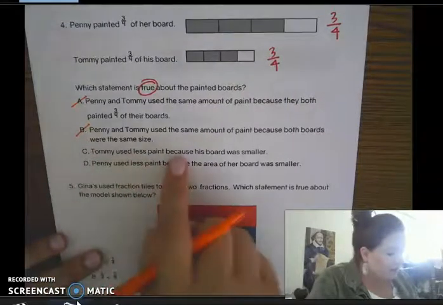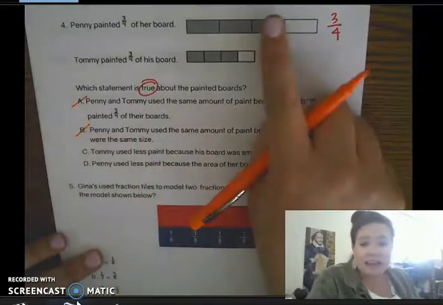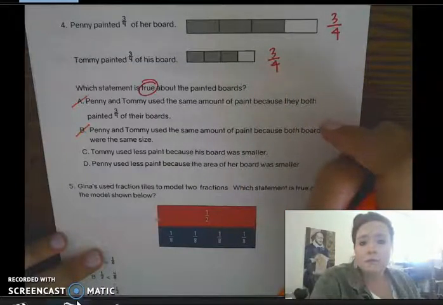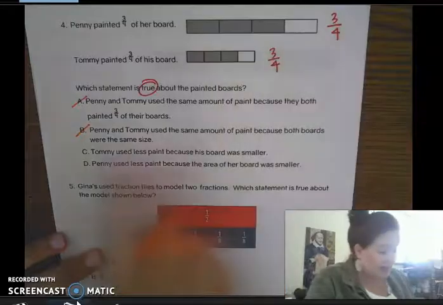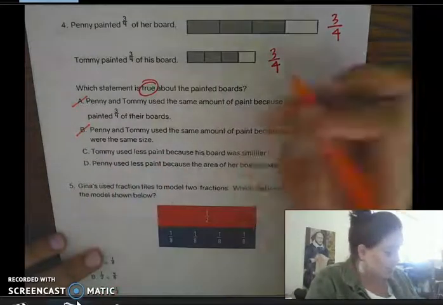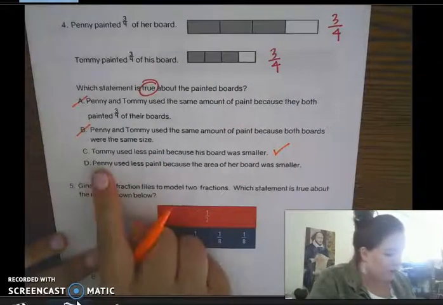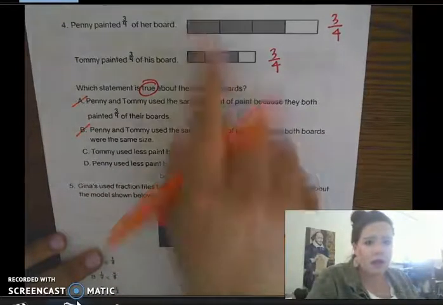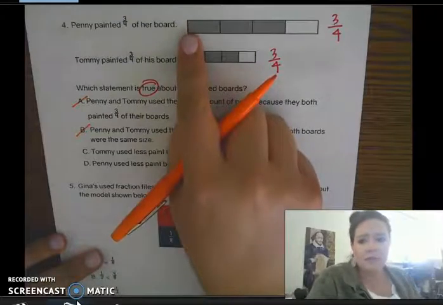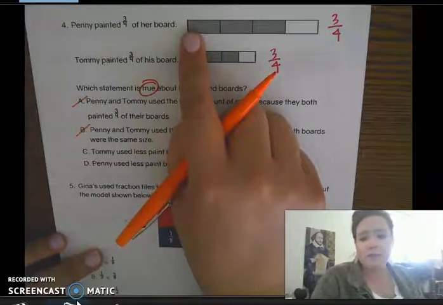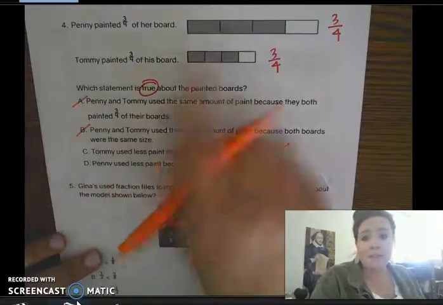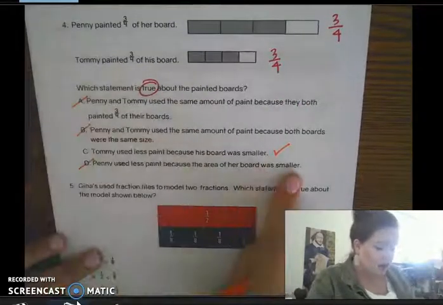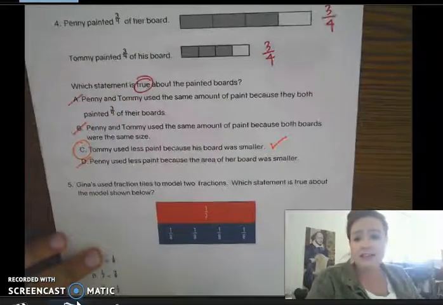Tommy used less paint because his board was smaller. Is that true? Yes, Tommy's board is smaller. Okay? Penny used less paint because the area of her board was smaller. Well, is Penny's board bigger or smaller than Tommy's board? It's bigger, so her area is going to be bigger, not smaller. The correct answer here is letter C.